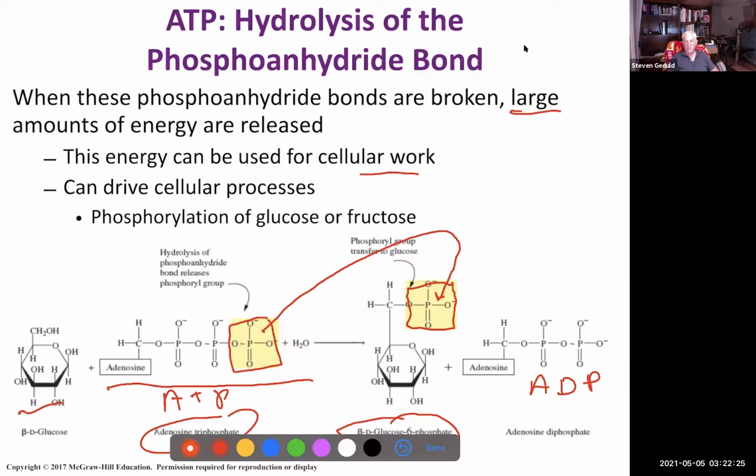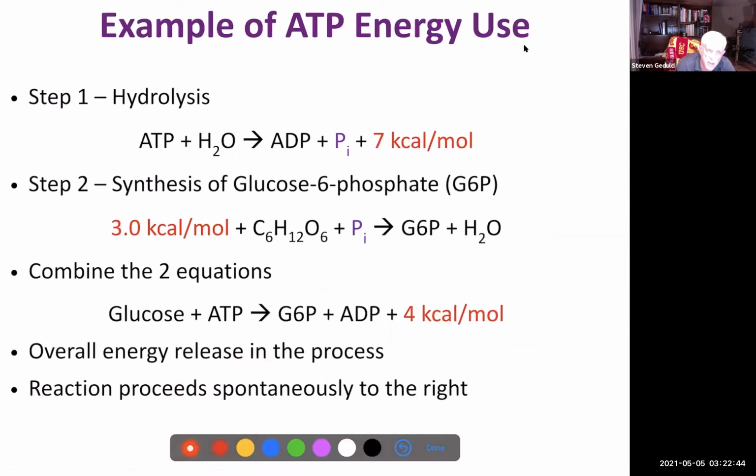And all we did was add water between the 2 groups. So we took water and deposited that between it. We have H and OH, and that allows us to hydrolyze that bond. So step 1 is hydrolysis. ATP plus water goes to ADP plus your phosphate group, and it releases 7 kilocalories per mole of energy.